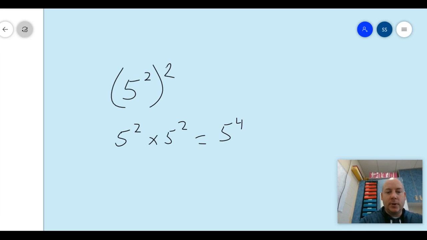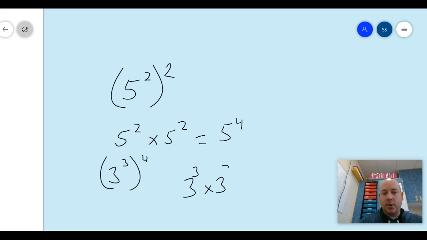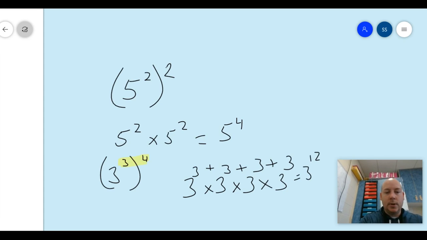Let's look at another example. Let's say I had 3 to the third, and I want to take that to the fourth power. Well, that's 3 to the third times 3 to the third times 3 to the third times 3 to the third, right? Fourth power, 4 of them. My rule with exponents, same base, I add my exponents. 3 plus 3 plus 3 plus 3 equals 12. So our shortcut is simply multiply our exponents. So 3 to the third to the fourth power is 3 to the 12th power.